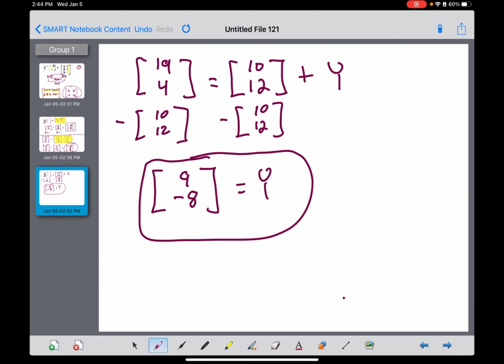Logically, right? Couldn't you think about it in your head as well? And honestly, you could do it like this. Mathematically, that's how you do it. But if you logically think about it, what values do I have to put in here? 10 plus what is 19? 9. 12 plus what is 4? Negative 8. You can think about it in your mind as well. Mathematically, yeah, that's how you have to do it. But if you can do it in your head, more power to you.